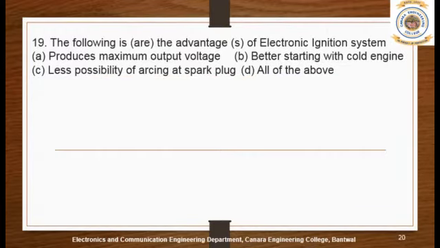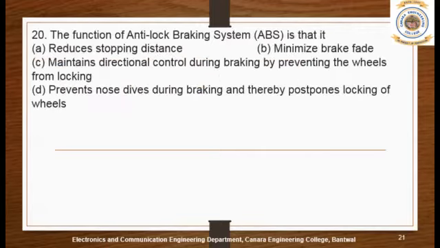Then the following are the advantages of the electronic ignition system. It produces maximum output voltage. It has better starting with a cold engine, and less possibility of arcing at a spark plug. So all these conditions are met. That is the advantage of the electronic ignition system over the previous conventional ignition system. So all of these are advantages. All of the above will be the answer for this.